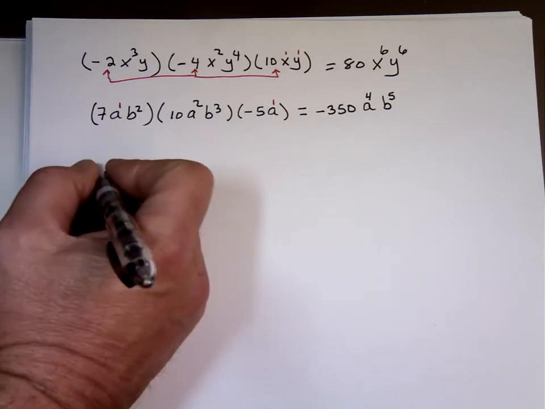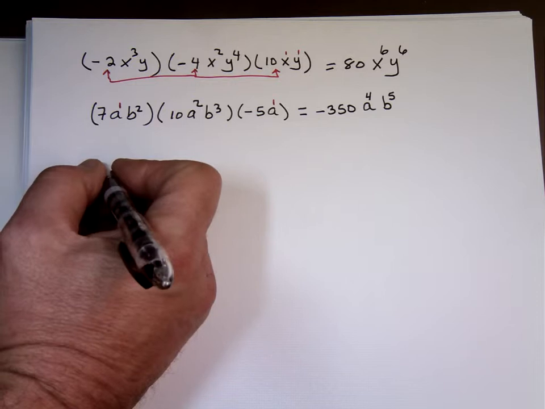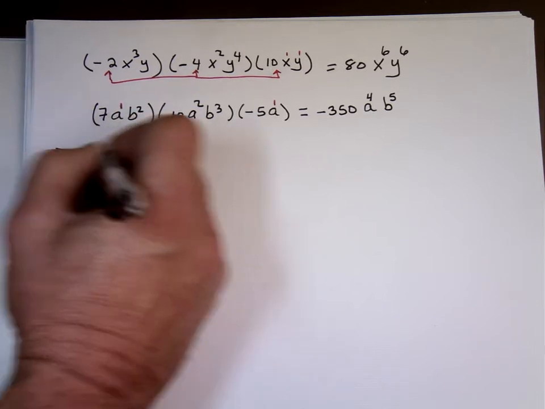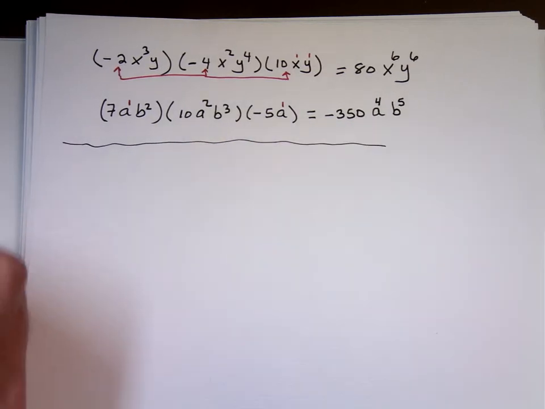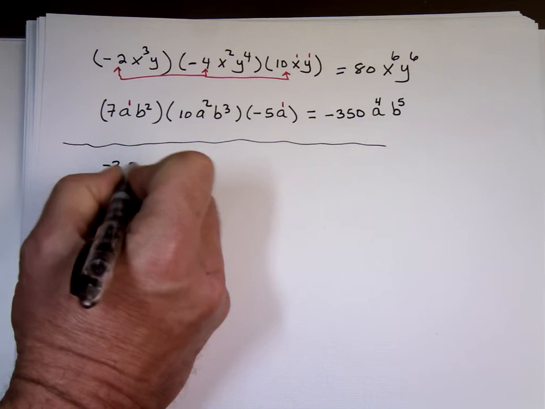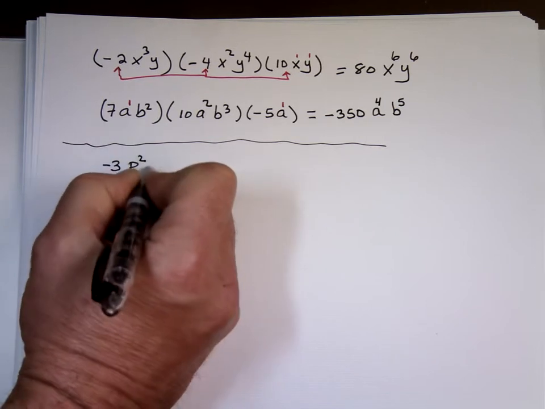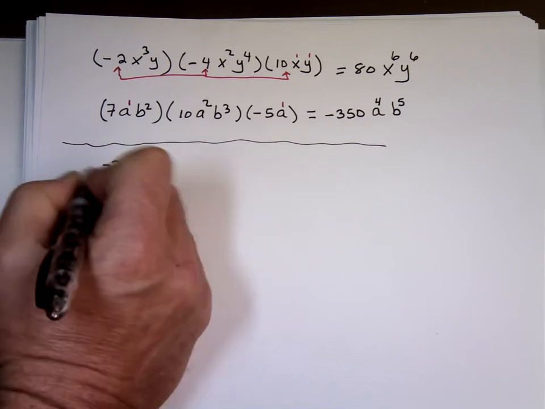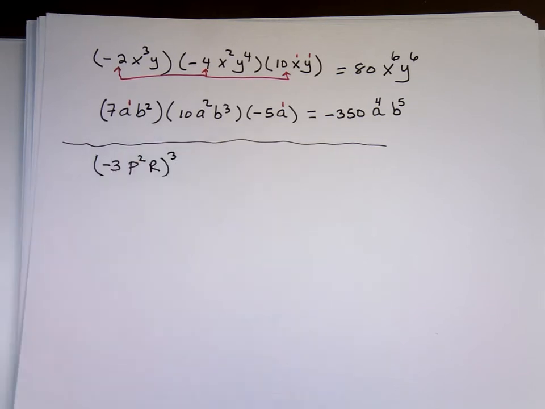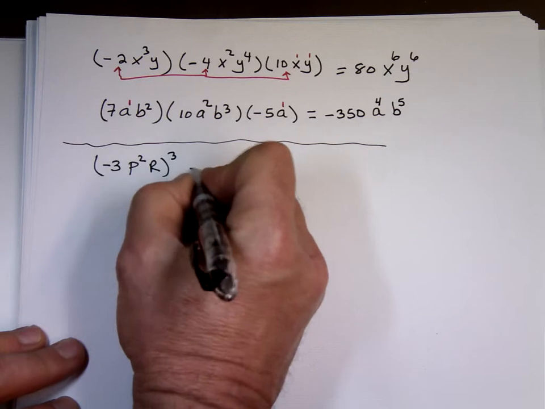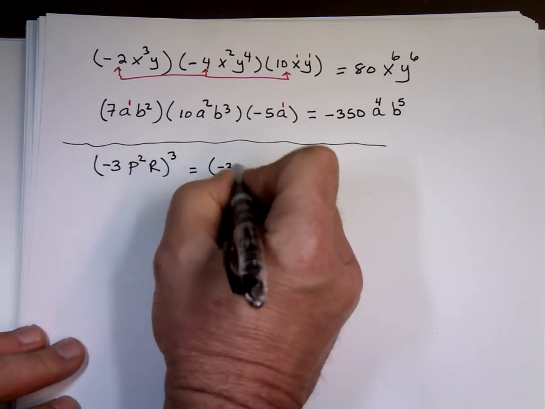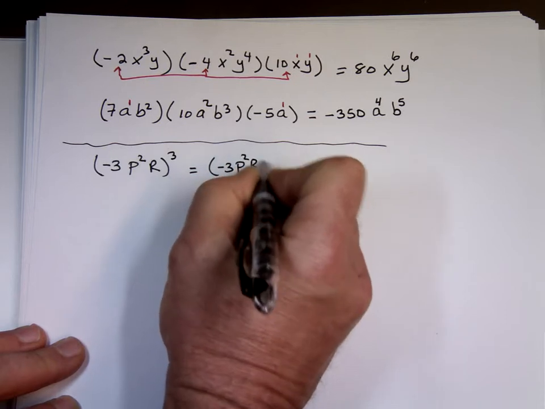What about when you have power? What was the rule for power? Power to power, you do what? You multiply. But let me show you why it's multiplication here. -3p squared r, the whole thing cubed. What that means when you look at it, it says multiply that expression or that monomial by itself how many times? 3 times, right?